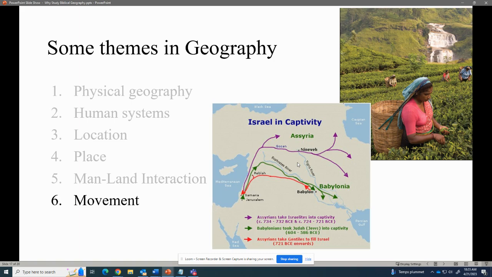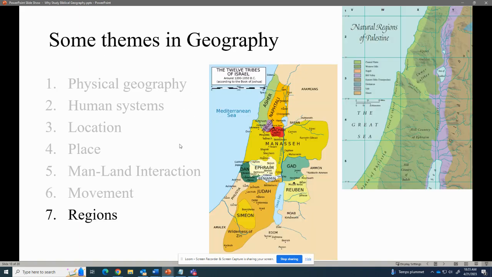So the movement of people, either voluntarily or involuntarily, is an example of movement in geography, a theme of geography, movement. Another theme of geography is regions.